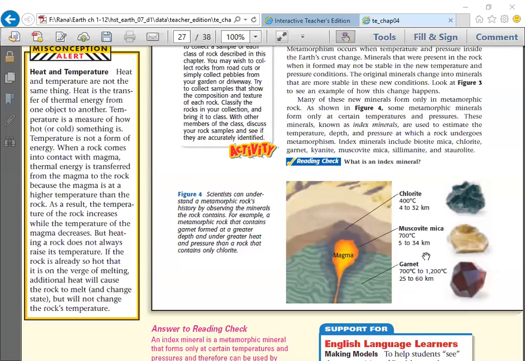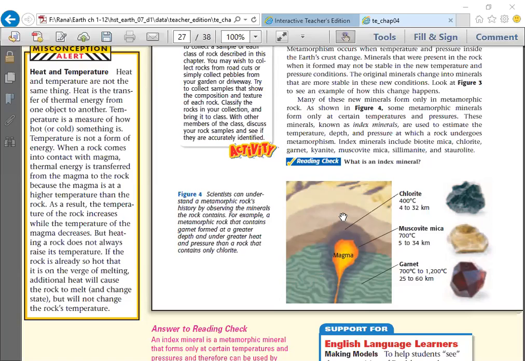Hey guys, again, if you get a metamorphic rock, and you find this rock contains chlorite mineral, what is the expected temperature at which the rock was formed? High temperature. Which exactly which temperature? It contains 400. 400. Good.